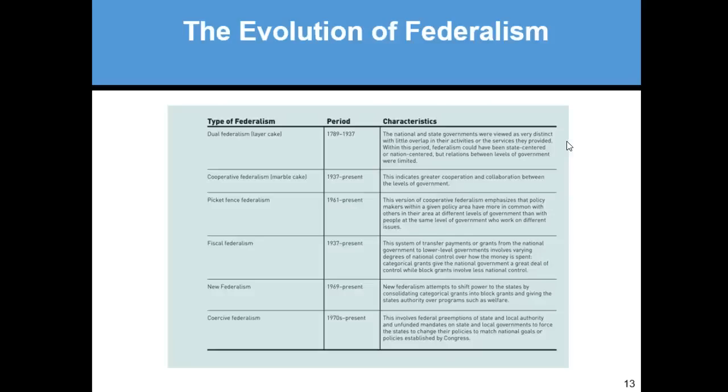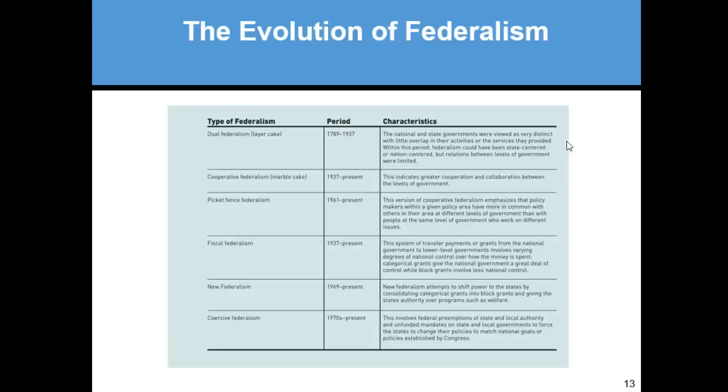Now, if I mix the chocolate and the strawberry in with the vanilla and put it all in one big cake, what I've made is a marble cake. And marble cake federalism is when we mix or share those powers between the states and the federal government. Cooperative federalism is another name for it. It starts in 1937 in the middle of the Great Depression. It says that there needs to be a level of greater cooperation and collaboration between the levels of government, because the federal government starts to use its power of the purse to get more involved in the day-to-day operations of the states.